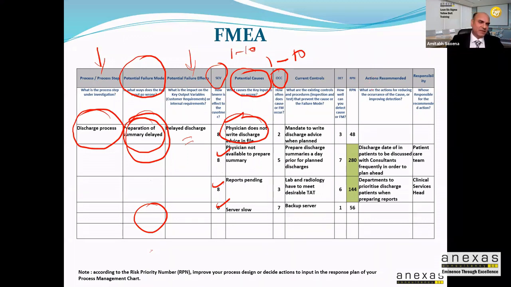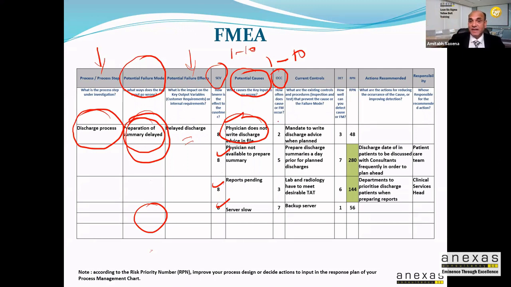I'm giving you a very brief overview right now. As I said, the idea is not to teach you FMEA. FMEA teaching takes around half an hour. So I'm just telling you what an FMEA is, in simple words, right?